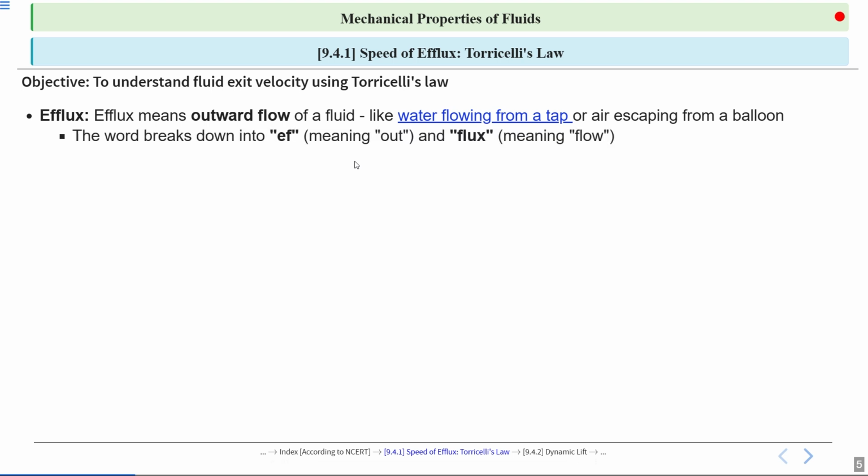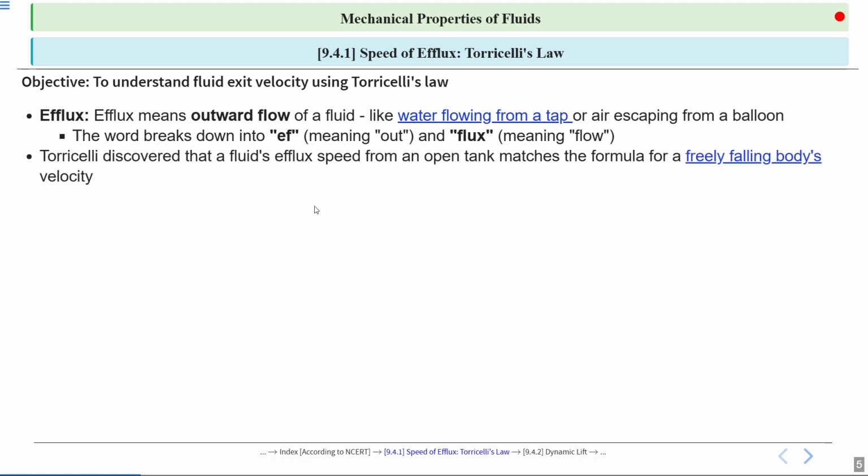The word breaks down into ef meaning out and flux meaning flow. So efflux literally means outflow. This breakdown helps us remember that we are always talking about something flowing out, not in.